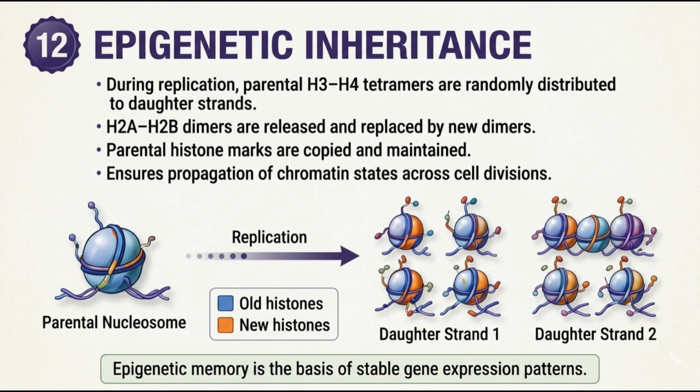Epigenetic inheritance. Epigenetic information can be inherited during DNA replication. During replication, parental H3-H4 tetramers are randomly distributed to daughter DNA strands. New histones are then incorporated alongside parental histones.